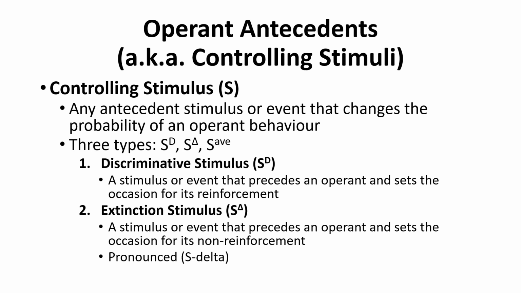And as I said, we've already talked about two different controlling stimuli so far in the course. We've talked about our discriminative stimulus, our SDs, and our extinction stimulus, our S deltas. There's also a third type of controlling stimulus, our SAVEs, which are conditioned aversive stimuli, but we're going to be talking about those in Chapter 17, so I'll make you aware that they exist here, but we won't talk about them in this chapter quite yet.